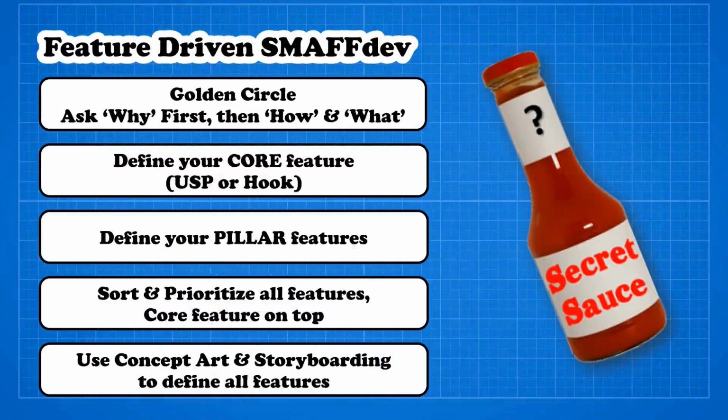The feature-driven aspect of SMAFFdev focuses on a series of principles itself. The golden circle, defining your core feature, what some people call the unique selling proposition or hook. I like to call it the secret sauce. Define your pillar features, those features that end up defining the minimum set of things to be competitive in your market and yet unique and original. Then you need to sort and prioritize all those features with your core feature on top, and then use concept art and storyboarding to define all those features.